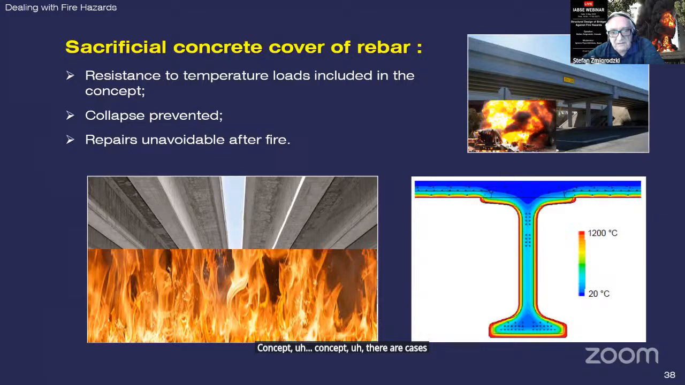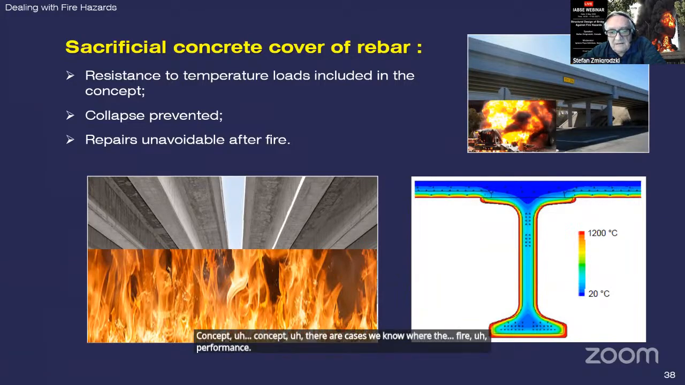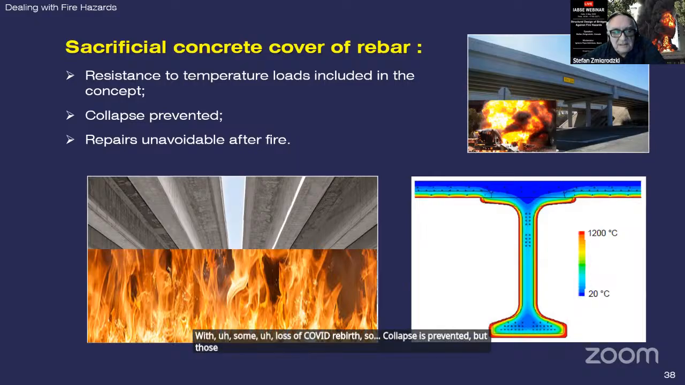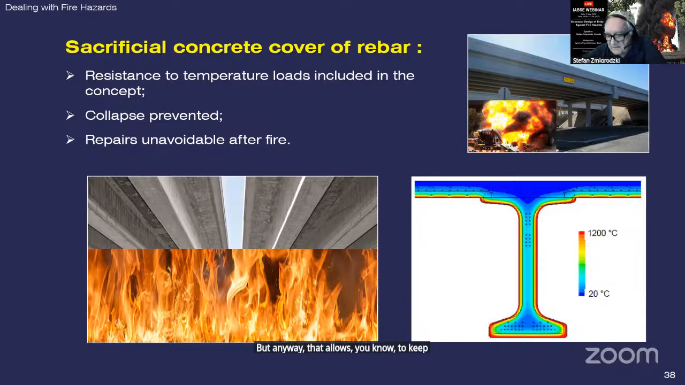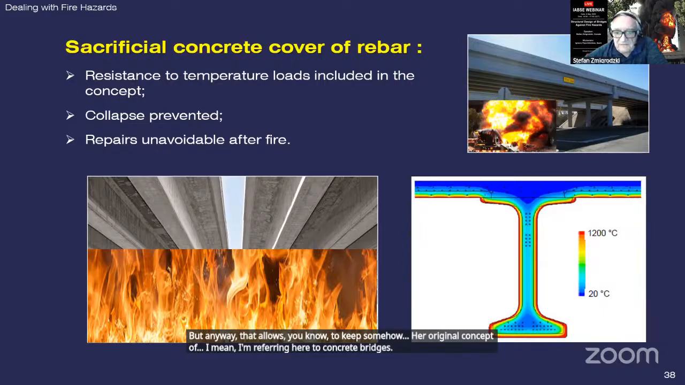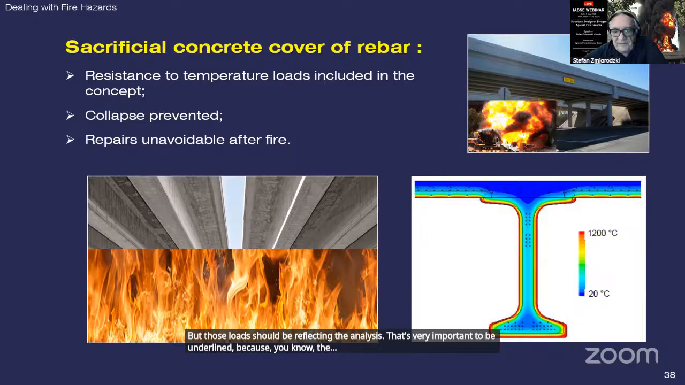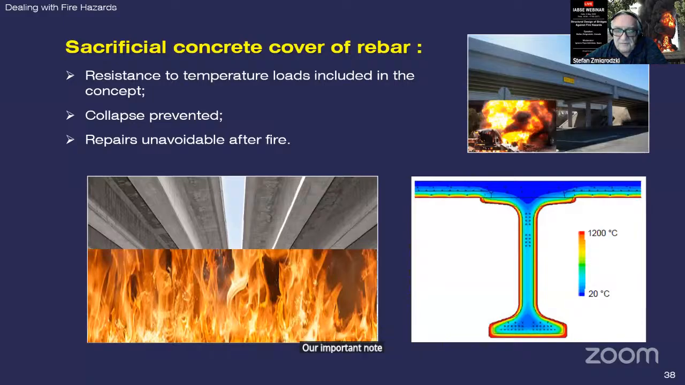There are cases we know where performance under fire is considered in the design to resist high temperatures with some loss of covered rebar. So collapse is prevented, but those structures should be repaired after fire, in a way that allows keeping somehow the original concept. I'm referring here to concrete bridges, and to considering the temperature loads in the design. Those loads should be reflected in the analysis. This is very important to underline, because the expansion and the thermal gradient are important loads that should be resisted by the system.